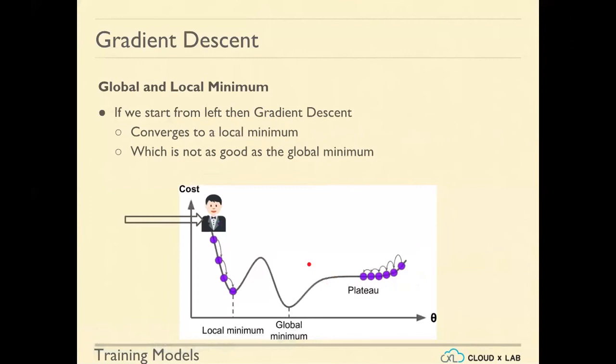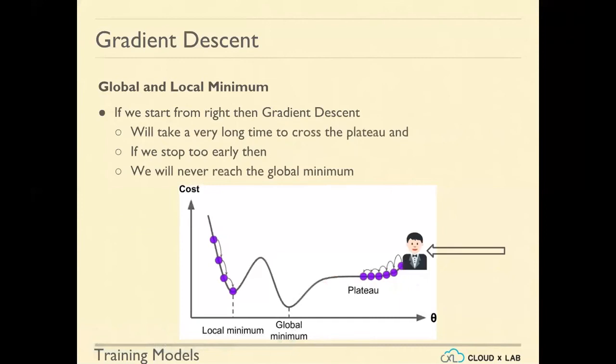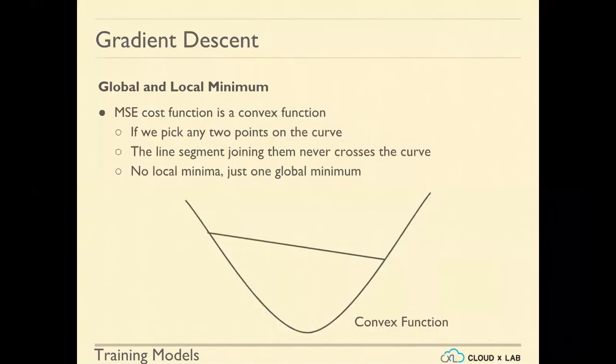All right. Now, if we start from the left, gradient descent converges to a minimum which is not as good as the global minimum. And if we are starting from the right, it will take a long time to cross the plateau, and it will stop early. We will never reach the global minimum, right?